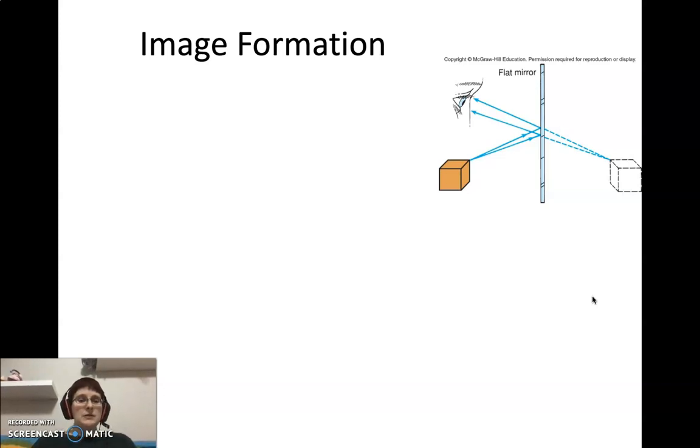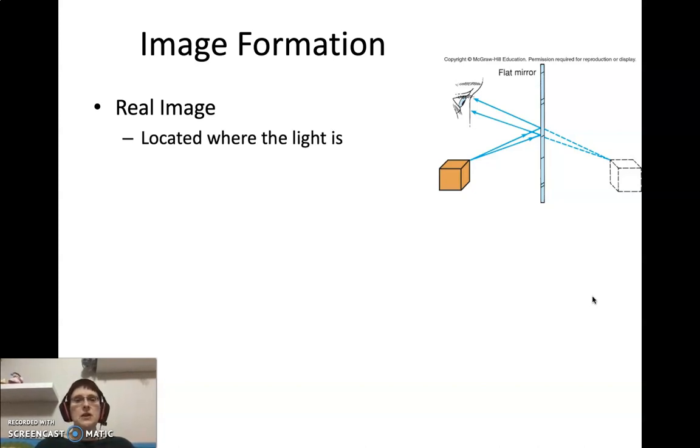All right, so we're going to switch gears a little bit, and we're going to talk specifically about image formation. This is related to things like mirrors. So the first thing we need to talk about is what a real image is, because there's a difference between a real image and the images that we see in something like a mirror.